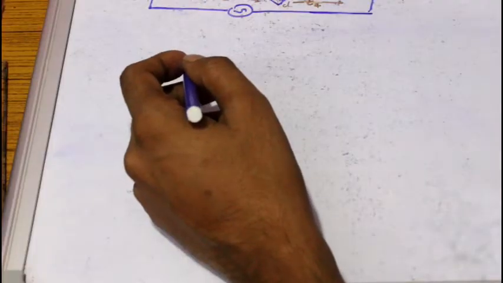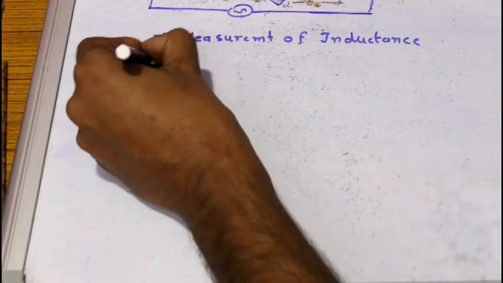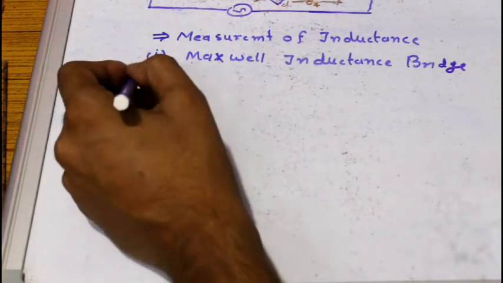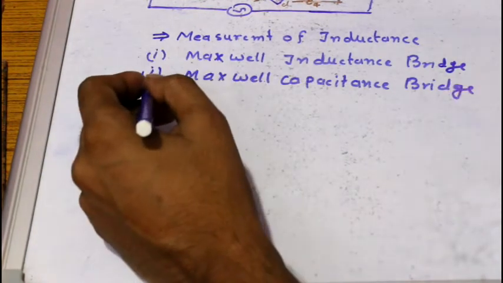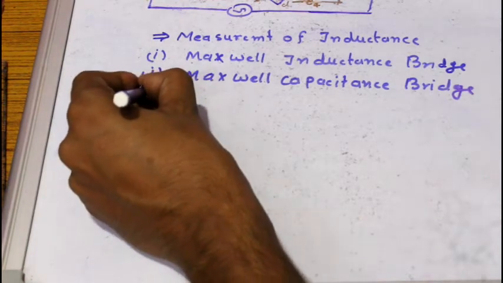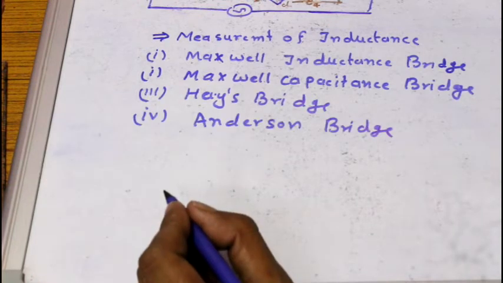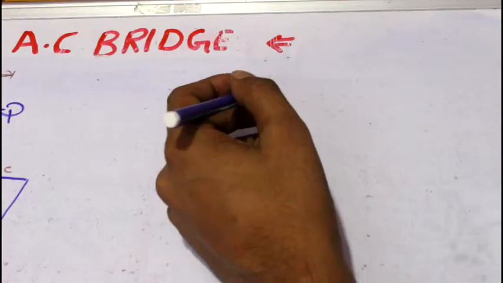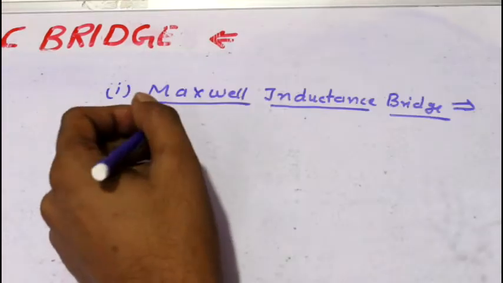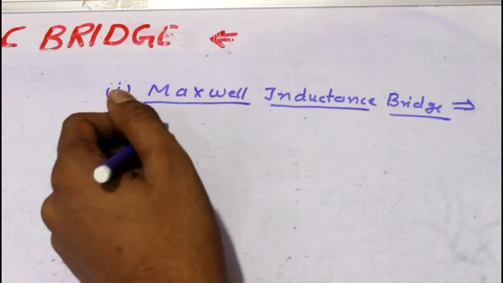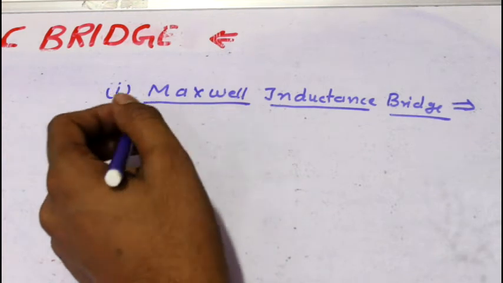Now we will discuss the measurement of inductance. The first one is the Maxwell inductance bridge. Second is the Maxwell capacitance bridge. Third is the Hay bridge. Fourth is the Anderson bridge. Now we will discuss the first one, the Maxwell inductance bridge. In the Maxwell inductance bridge, we have to calculate the unknown value of inductance in terms of a known value of inductance.